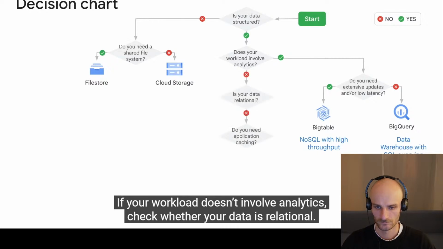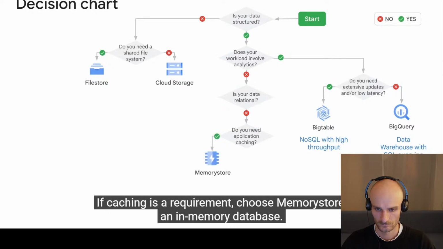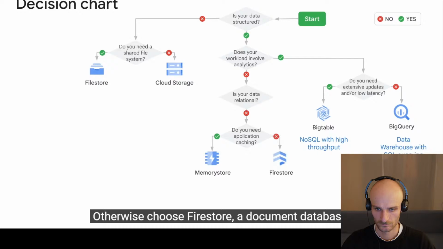If your workload doesn't involve analytics, check whether your data is relational. If it's not relational, do you need application caching? If caching is a requirement, choose MemoryStore, an in-memory database. Otherwise, choose Firestore, a document database.